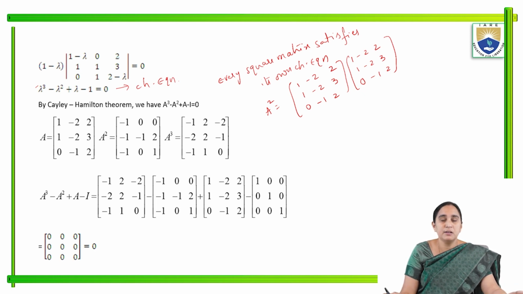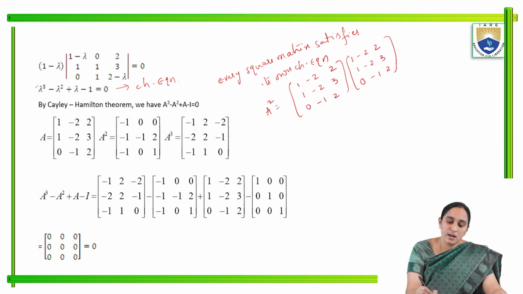Or else, for finding A square directly, you can use a scientific calculator. From the calculator we get A square, A cube, whatever it is, directly. If you want, use the scientific calculator for multiplying the matrices. Here I am multiplying A square, so just multiply the two.